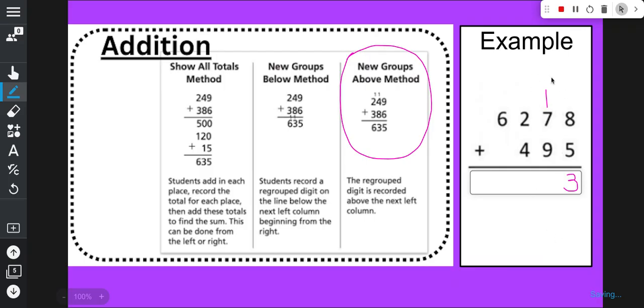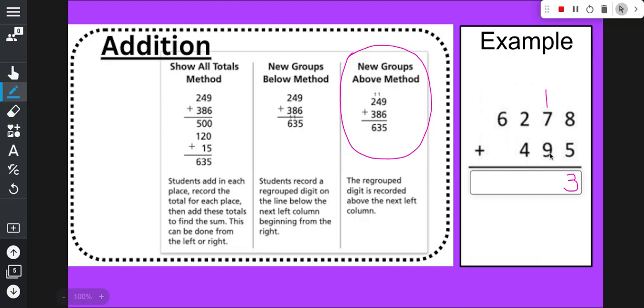Now, when I make my one above, as you can see in this example, they're teeny tiny. I like to make mine equally as big as my other numbers in that row. The reason I do this is I won't miss that number. Sometimes when you make it teeny tiny, it gets lost in the numbers. So make it just as big, it'll help you.